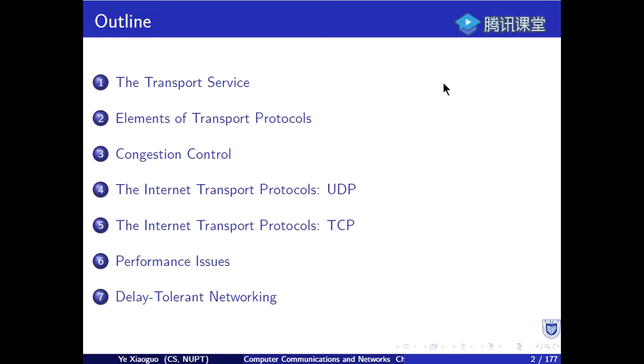Transport layer. We will study these knowledge points: transport service, elements, congestion control, flow control, and some typical protocols at the transport layer, UDP and TCP. UDP means user datagram protocol. TCP means transmission control protocol. Then we will discuss some performance issues and the new development of transmission protocols such as DTN, delay tolerant networking.